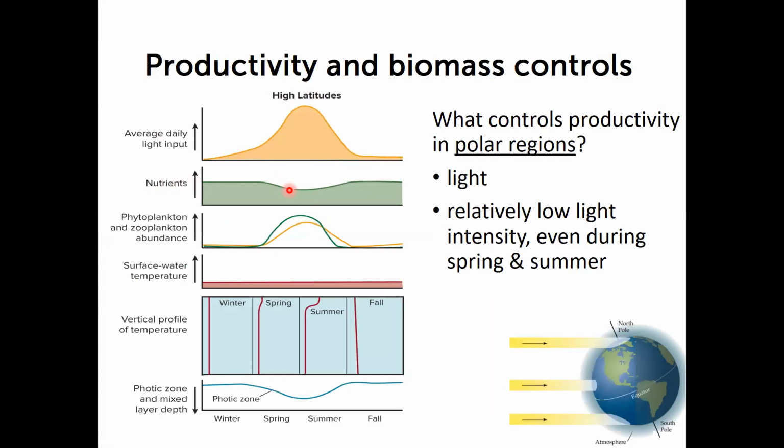Nutrients are pretty constant throughout the year, and that's because we have this deep mixed layer. So there's plenty of nutrients, but not enough sunlight during the winter and the fall. In the spring and the summer, when the sunlight returns, we see an increase in phytoplankton and zooplankton abundance. So we see a little dip in nutrients during the summer and the spring because that sunlight and nutrients are being combined for photosynthesis. So this is where we get a little bit of a bloom.